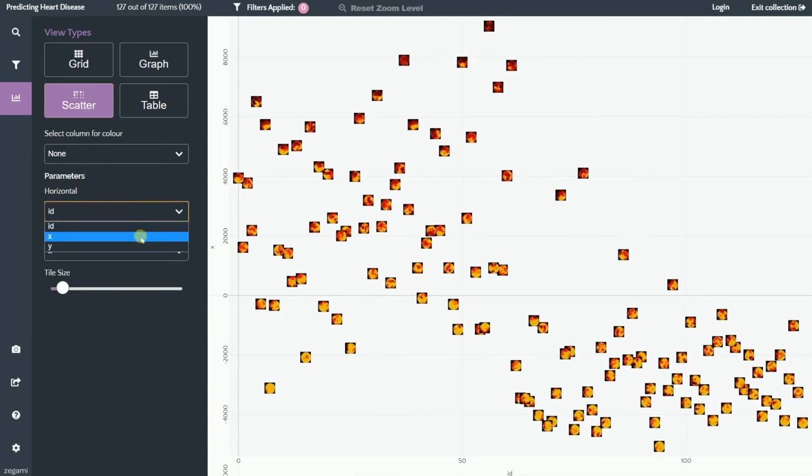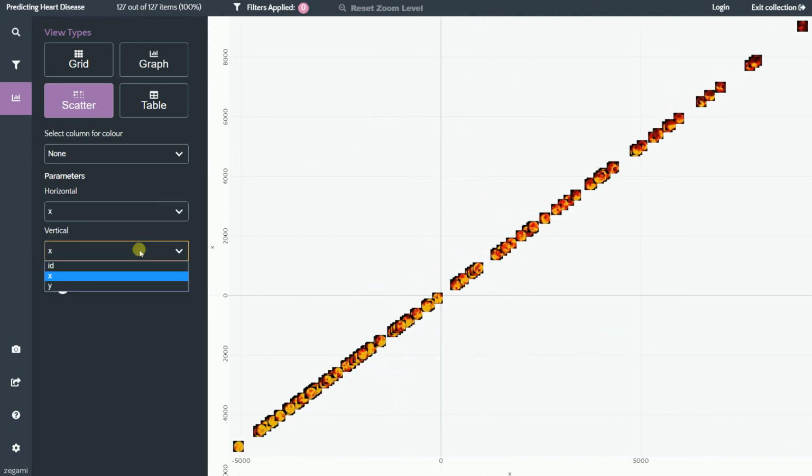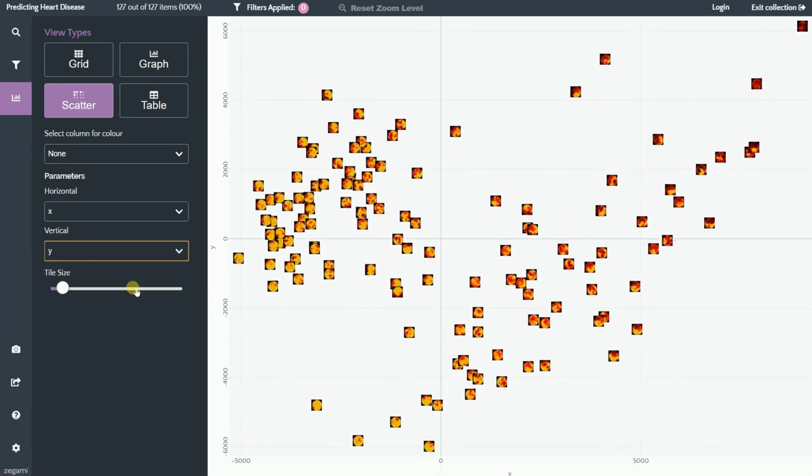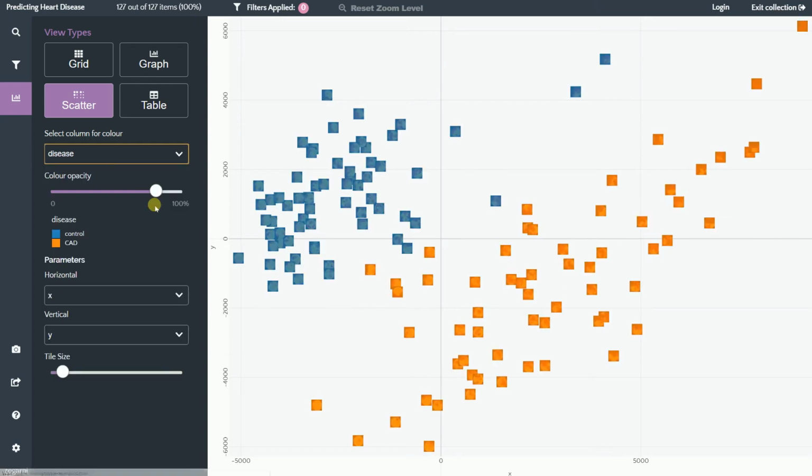So let's just look at these first two components here that we've defined. So you can see that there's a pretty clear clustering effect going on here. And we can really look at these differences really nicely if we overlay the colour which shows the disease. So you can see here there's this clear delineation of control versus the group with chronic arterial disease.